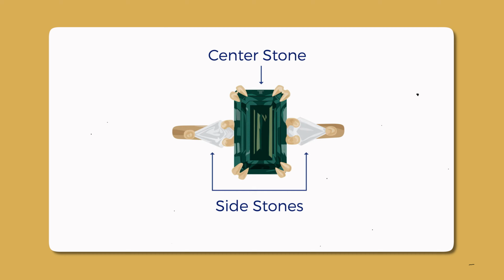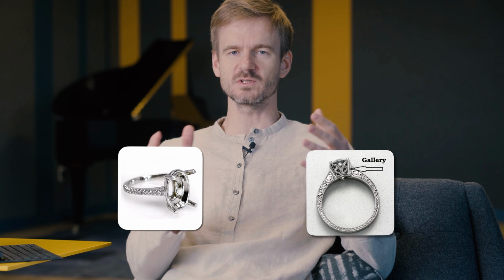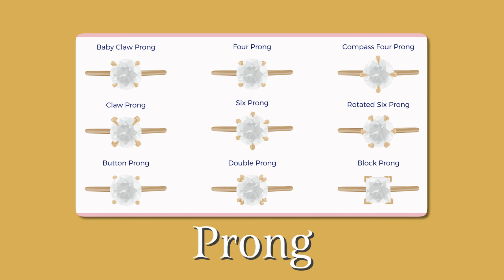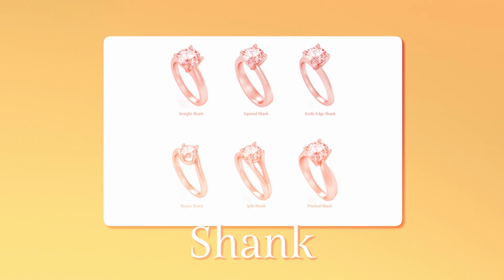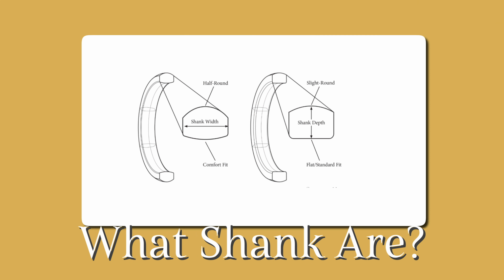Understanding the anatomy of an engagement ring is often the key to choosing the perfect engagement ring. By the end of this video, you will know the difference between the gallery and the setting, what types of prongs there are, what types of stones there are, what types of shank there are, and what shanks are.